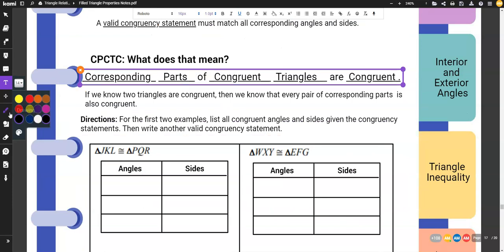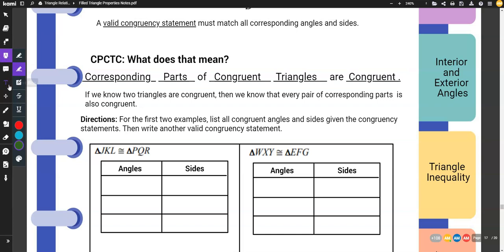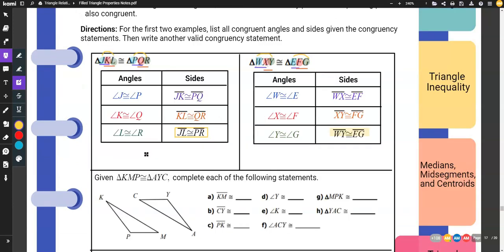So let's do that again with our highlighting tool. And it doesn't matter what colors you use. So again, I'm going to say first letter and first letter. So that means that angle J is congruent to angle P. I then also know K and Q.